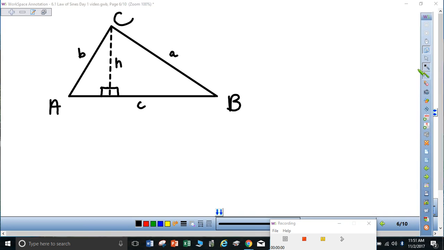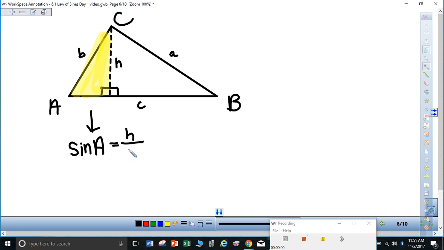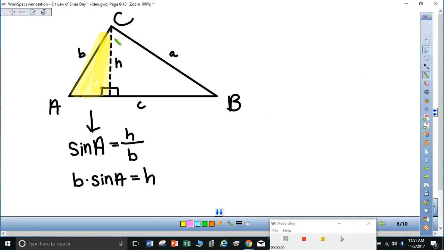So let's, for just a moment, think about just this left-hand side. Notice how it is a right triangle. Because it's a right triangle, we can use SOHCAHTOA. So I'm going to write an expression that describes the relationship between these three side lengths. Sine of angle A is equal to opposite over hypotenuse. So I'm going to say sine A equals h over b. And then I'm going to multiply both sides by b. So we get b times sine A equals h. All right, we're going to hold on to that and come back to it in a minute.